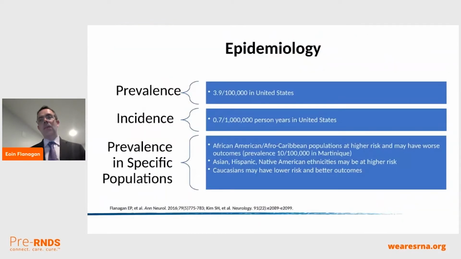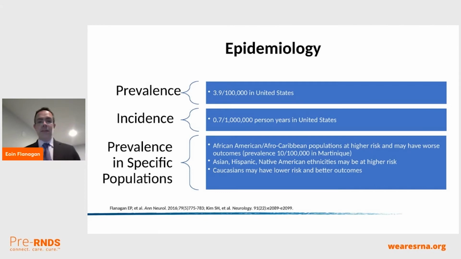The disease is less common than multiple sclerosis, so it's a rare disease, about 4 per 100,000 in the United States. It seems to be a little bit higher in patients of African-American or Afro-Caribbean ethnicity, and those patients seem to have the disease more frequently and also have worse outcomes. So we need to be very aggressive in treating those patients.